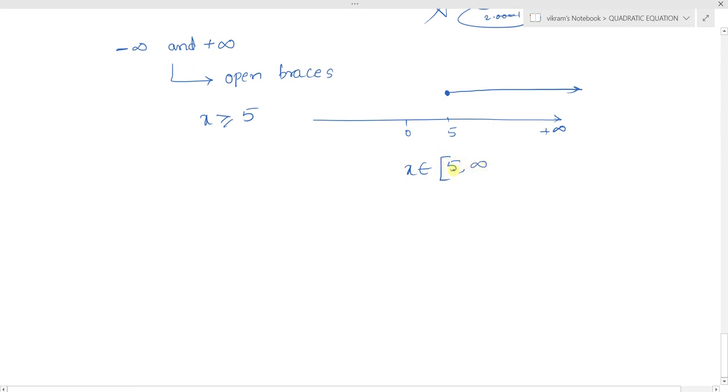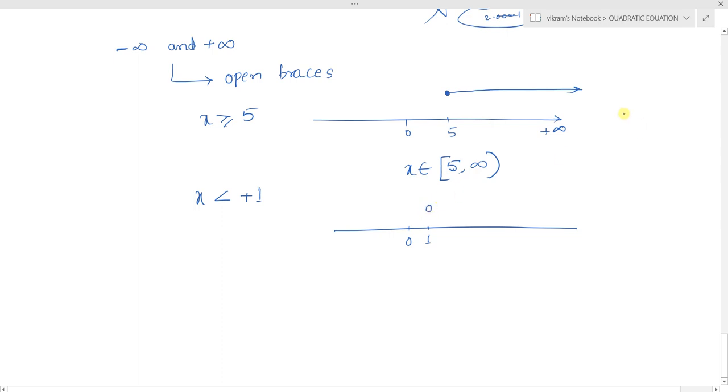Equal to 5, then it is a square bracket. Infinity: whenever infinity comes, we have to represent it with an open bracket. For example, x less than 1. Let's consider this. Now it is 1 and 0, and it is less than 1. Less than means 1 is not included.